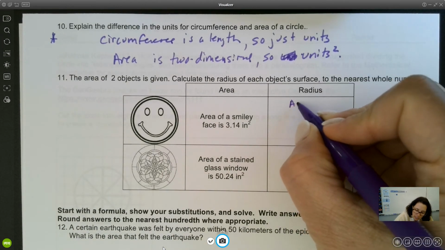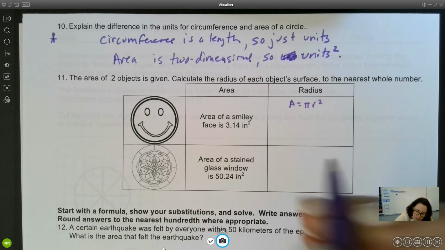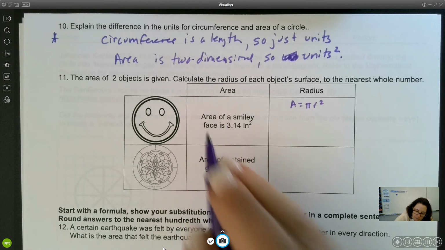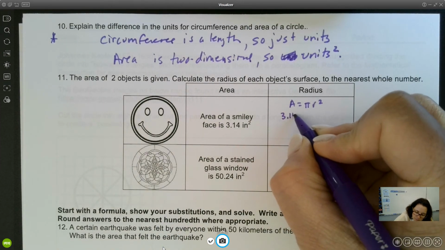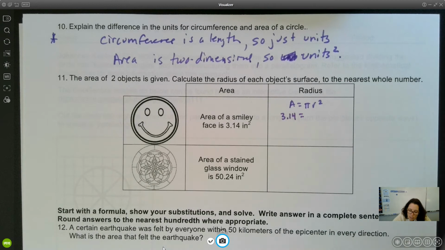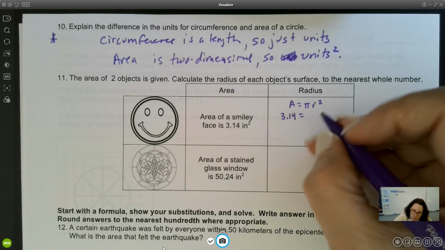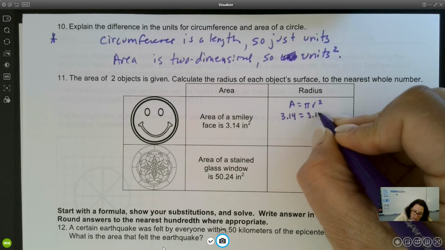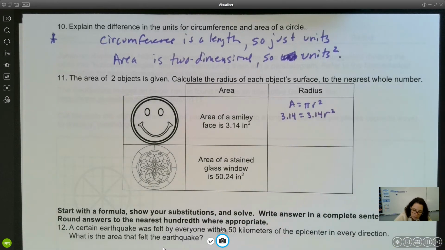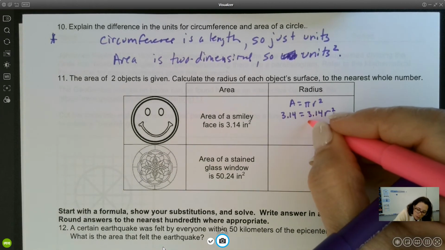All right, you're given the area this time, and we're to calculate the radius. Okay, so we've got A equals pi r squared. 3.14 goes in for A. And guess what? 3.14 goes in for pi. So we're going to divide by 3.14.